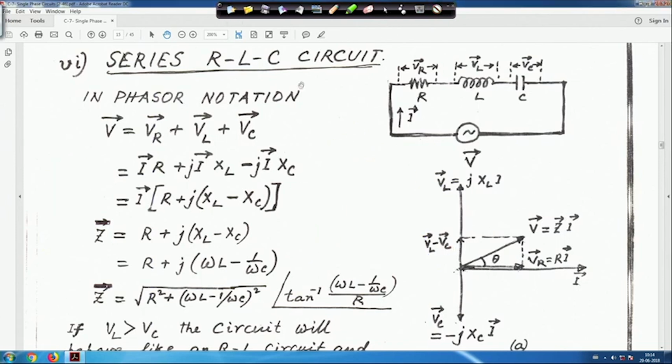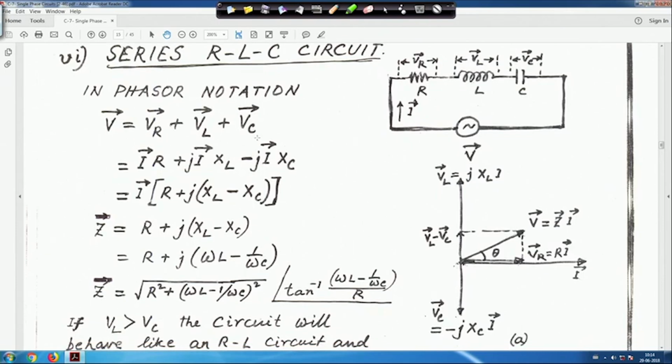Next is the series RLC circuit. So V is equal to VR plus VL plus VC, because all these are given. VR is equal to IR, VL is equal to jIXL, and VC is equal to minus jIXC. Everywhere it is shown with the phasor arrow, but even if it is not there, it is understandable that it is a phasor quantity, an AC quantity. If you take I common, this is your Z, a simple complex number.